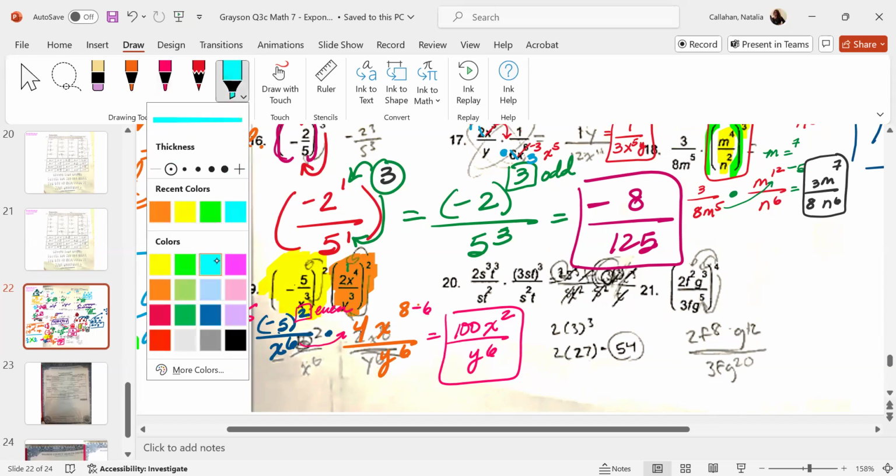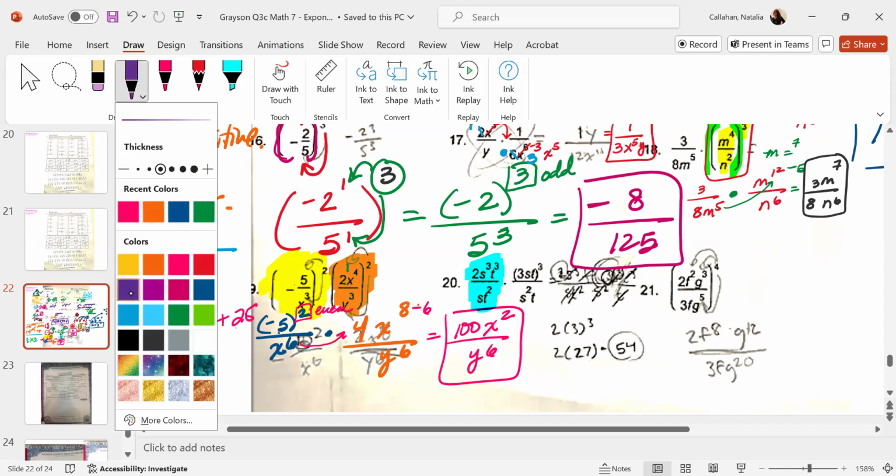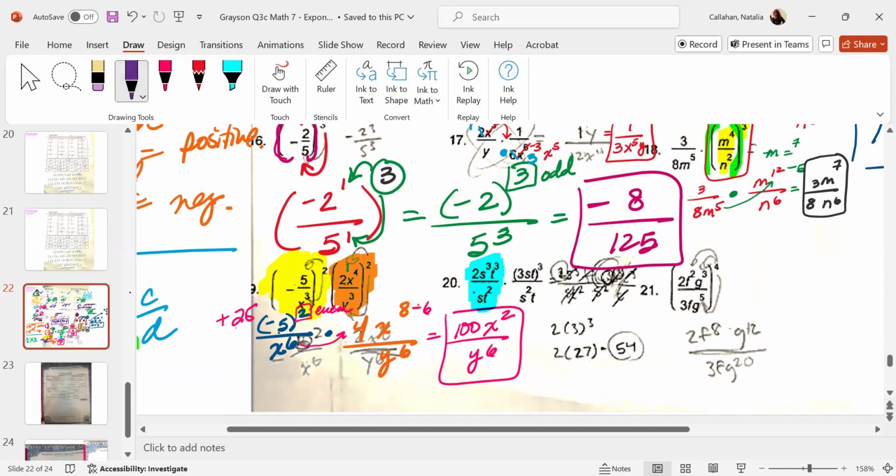Okay. All right, for number 20, let's first focus on the blue one, okay? There's a lot going on there. Do you see that? First thing I see is this S can be moved up. So it's 3 minus 1. Do you see that? So it can be a 2 over S to the 1 power.